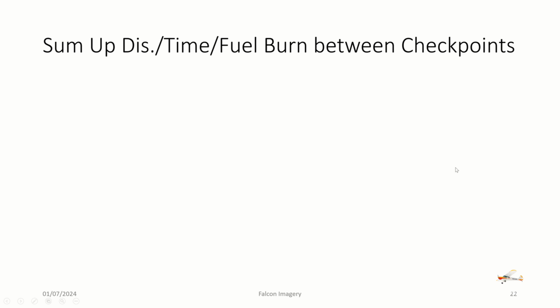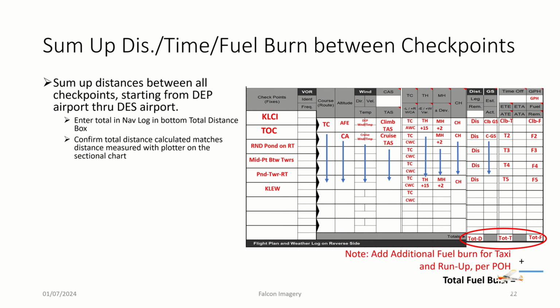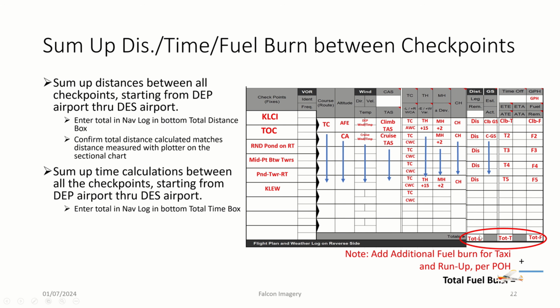Now, sum up the distances, time, and fuel burn between the checkpoints. So basically, we're going to just sum up all the numbers here for the distances, the time, and the gallons per hour fuel burn that we've got per leg. Confirm that the total distance that you calculate equates to what you measure with the plotter on the sectional chart.